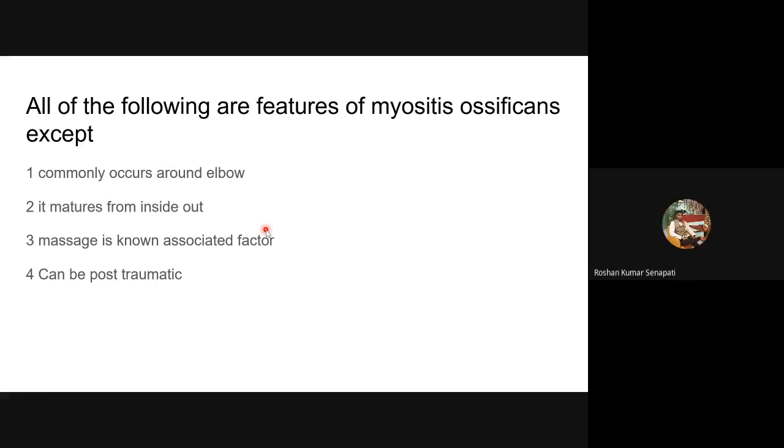It matures from inside out, sir. Outside in. Myositis ossificans is always associated with trauma, commonly occurs around the elbow, and most can be traumatic. Don't confuse this with osteosarcoma. This is very, very important. Don't try to remember both. You remember only myositis ossificans, where it matures from outside in, and it is the opposite in osteosarcoma. You try and remember only one entity because the other one is the opposite of this.